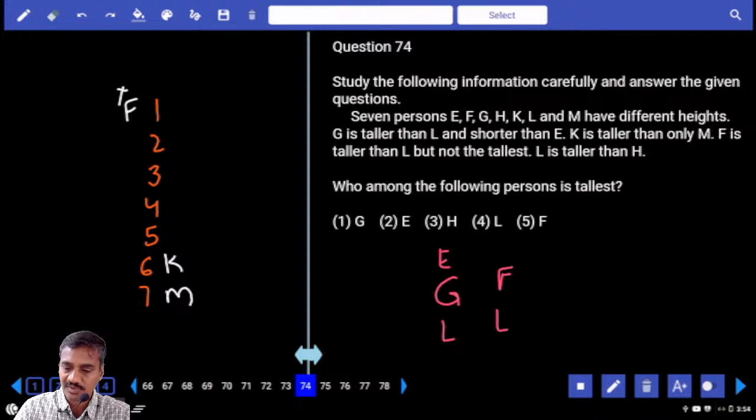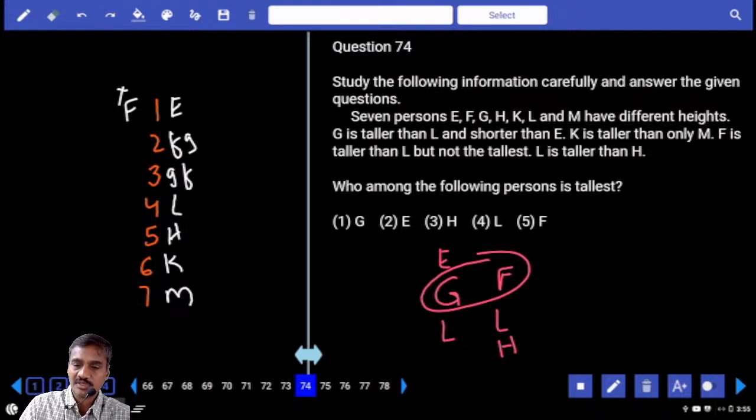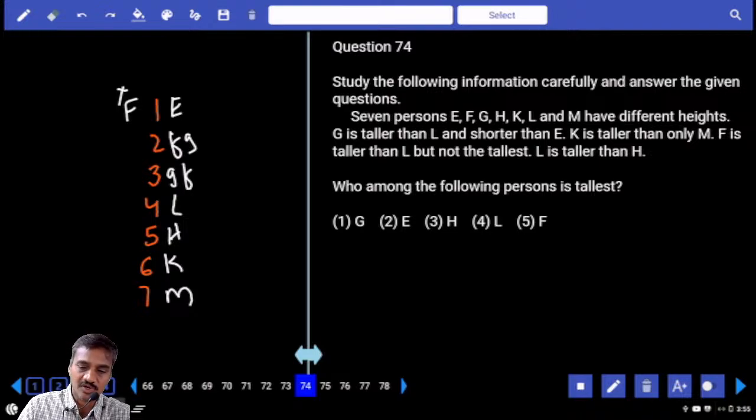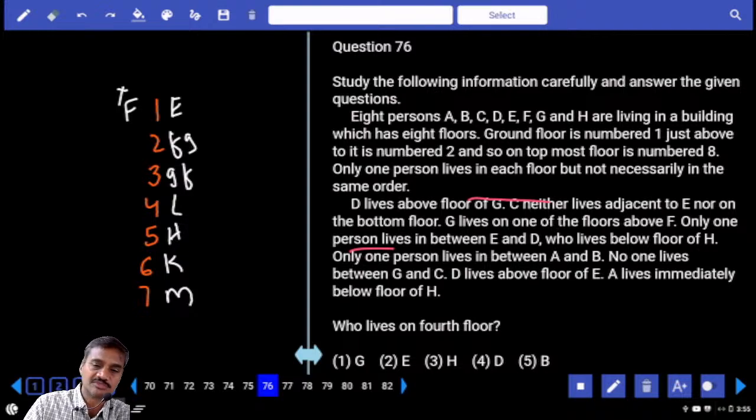And L is taller than H. Now this L is taller than whom? L is taller than H. As L is taller than H, then who must be the tallest here? Among these, E must be the tallest, isn't it? Then between F and G, who is taller? That is not really known. If F is here, G will be here, or if F is here, G will be here. And the remaining two persons, who are they? L and H must be at this place. Then coming to this one, who among the following persons is the tallest? Now E is the tallest, that is choice 2 to question number 74. And how many persons are shorter than F? Either 4 or 5 persons are shorter than F, and it cannot be determined, choice 4 for question number 75.